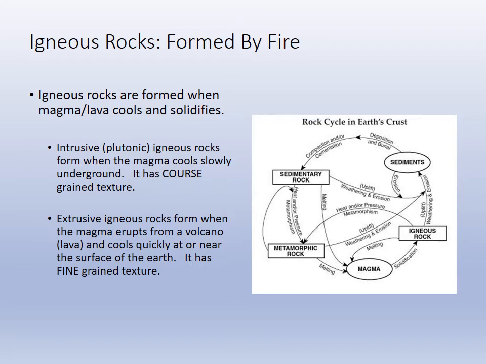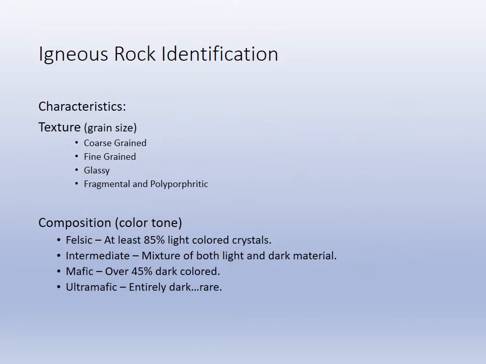When lava or ejecta cools, it cools quickly, and that's called extrusive, or exterior of the earth. It has a fine or glassy texture. So the texture of the rock is determined by where it forms. We use that texture, coarse, fine, glassy, or fragmental, as one of the ways to identify rocks.